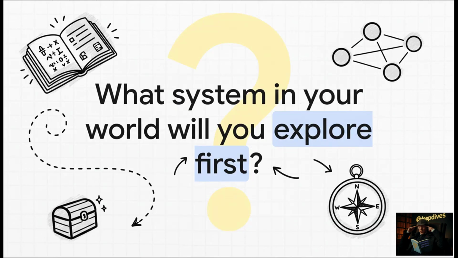So, there you have it. We've seen the blueprints in the equations, the toolkit in the index, and the treasure map in the bibliography. All the tools you need are right there. The only question left is, what system in your world will you explore first?